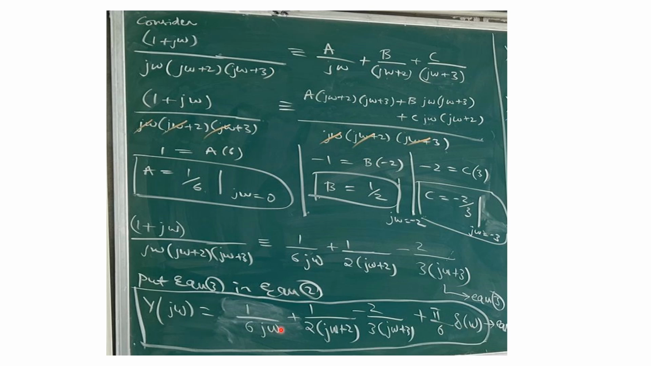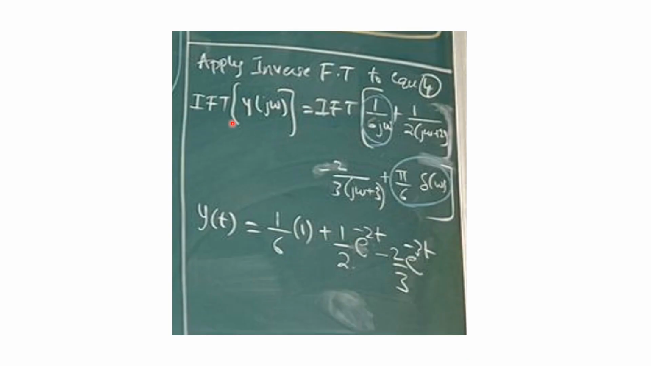Now this Y of j omega is in the frequency form that needs to be transferred into the time domain. That can be achieved with the help of inverse Fourier transform. With the application of inverse Fourier transform on both sides to the deduced expression, we finally get y of t equal to 1 by 6 plus 1 by 2 e power minus 2t minus 2 by 3 of e power minus 3t, which is free from all the higher order differentials of the differential equation.